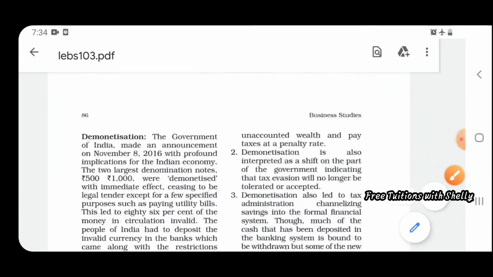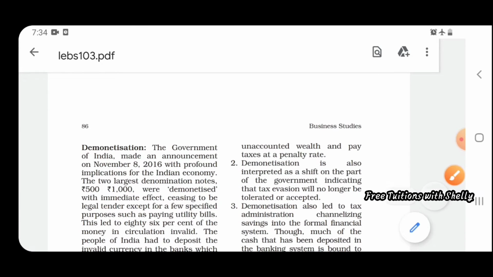It was an enterprise shift on the part of government, indicating tax evasion will no longer be tolerated or accepted. That is, sometimes business organizations do not pay tax. So with this demonetization, this evasion of tax was no longer accepted. Then it also led to channelizing savings.